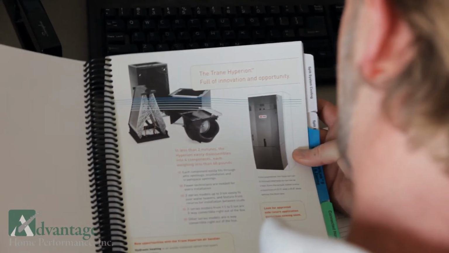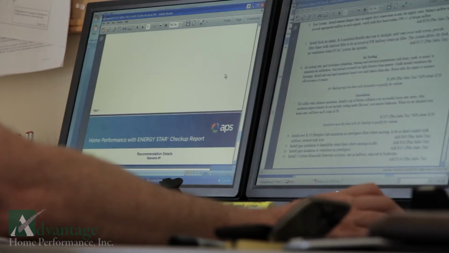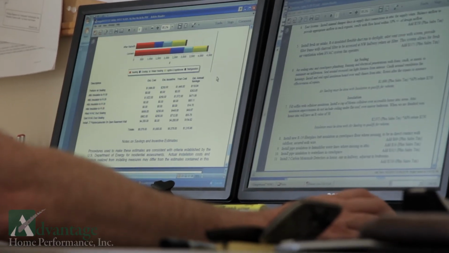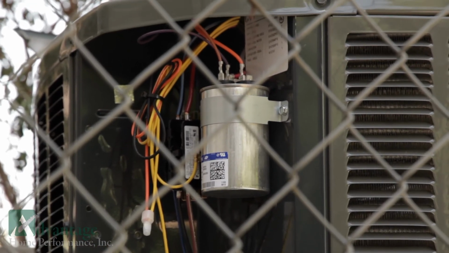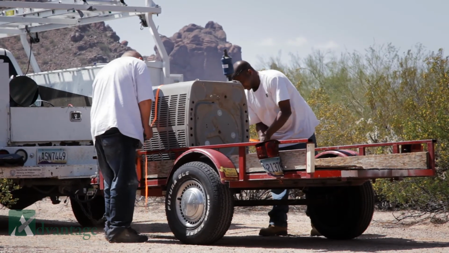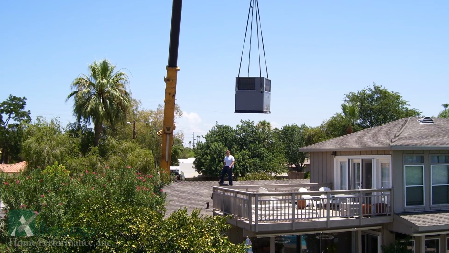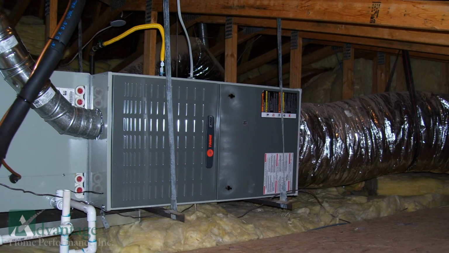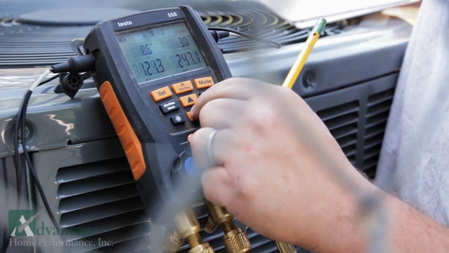After the audit, we spend as much time in our office as we did at your home running thermal analysis software. We also generate recommendations and a quote for repairs. If you decide to proceed with energy improvements, we perform the work with our in-house crews. Our crews replace heating and air conditioning systems. Proper design and installation is critical to the performance of your new system.